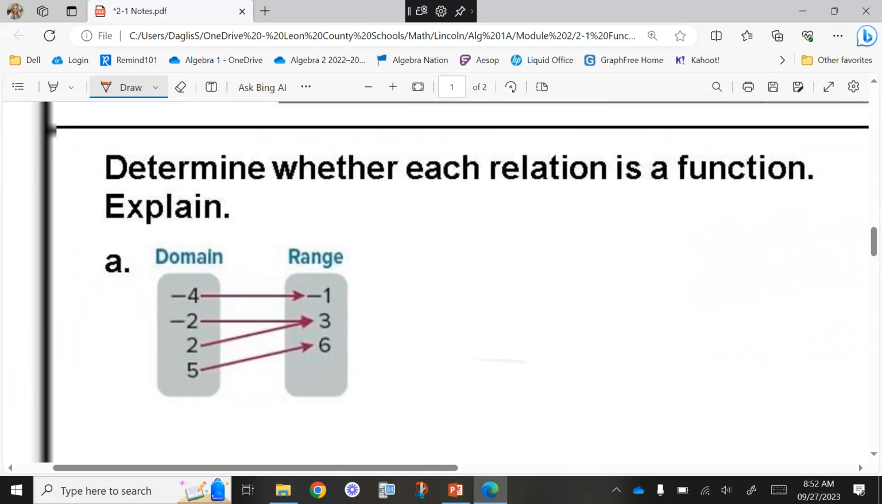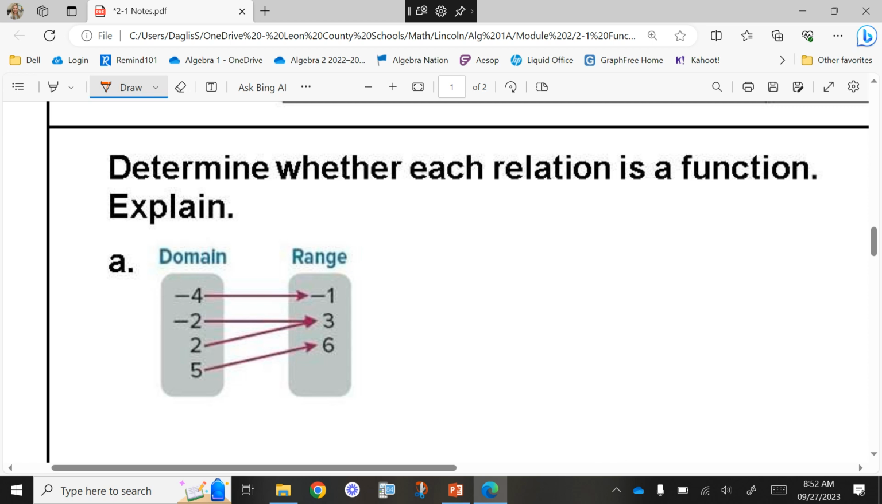Let's look at this first mapping down here. My domain is -4, -2, 2, 5. Range is -1, 3, and 6. What do I care about, domain or range? We care about domain only. So let's just look at this. Do each of my domains have exactly one arrow coming off of them? Yes. So is it a function? Yes.